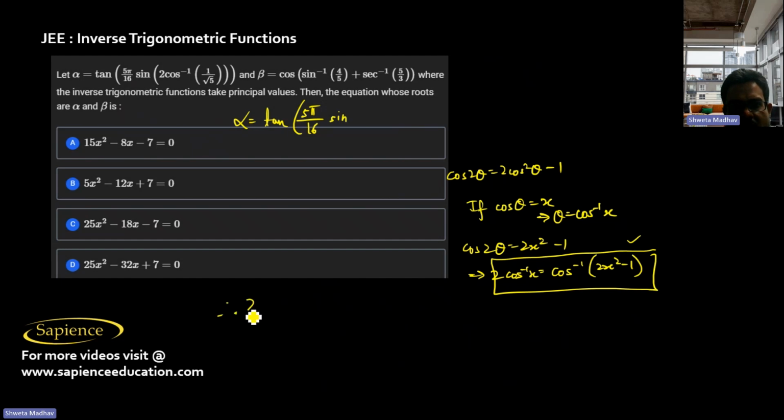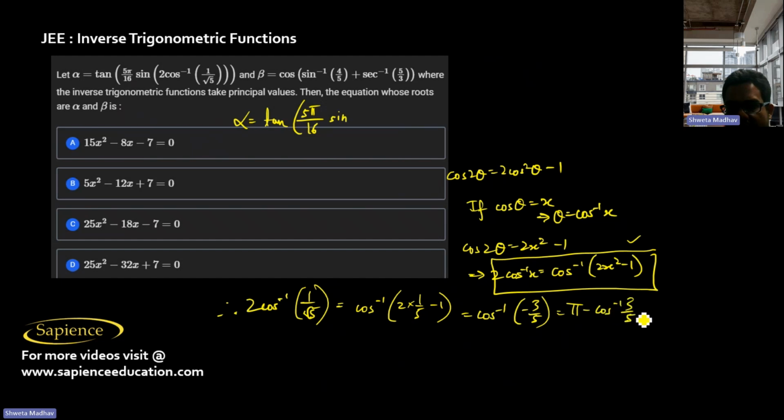Therefore, this 2 cos inverse of 1 by root 5, I can say, will obviously be cos inverse of 2 into 1 by 5 minus 1, which is cos inverse of 2 by 5 minus 1, that is minus 3 by 5, which is pi minus cos inverse of 3 by 5. And pi minus cos inverse 3 by 5, I can write as pi by 2 minus sine inverse of 3 by 5. So this will be sine inverse 3 by 5 minus pi by 2.